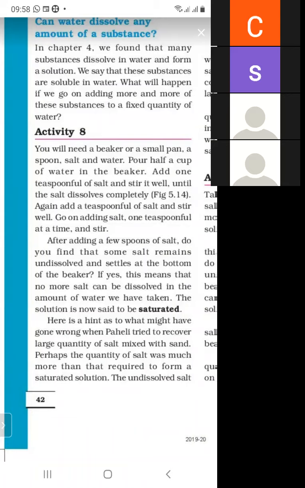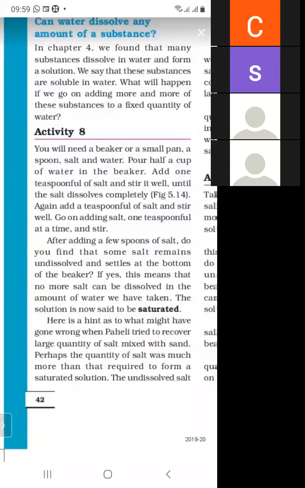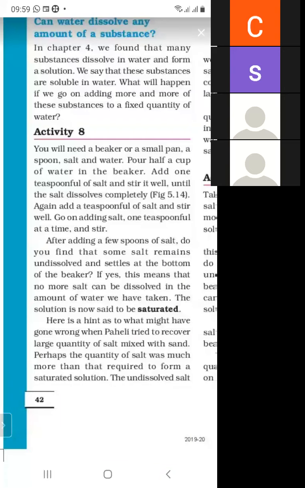And then we will add salt 1 teaspoon at a time and stir. After adding a few spoons of salt, do you find that some salt remains undissolved? And this settles down at the bottom. If yes, this means that no more salt can be dissolved into the amount of water, and this type of solution is called saturated solution.